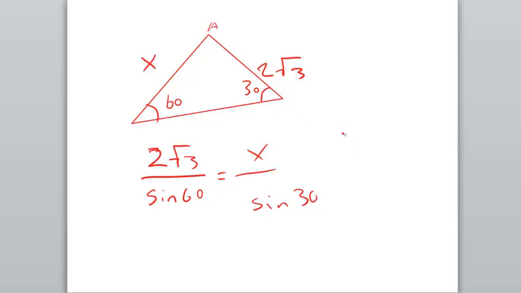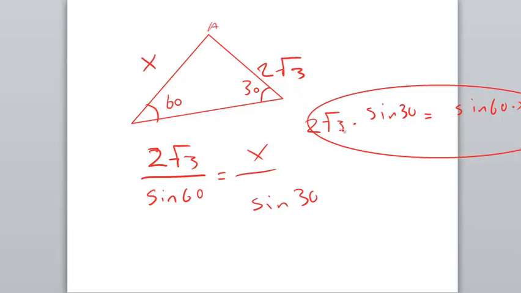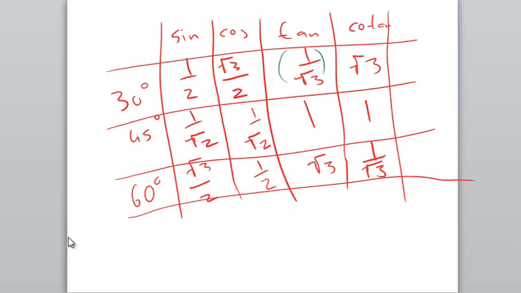So we cross multiply first of all, so that would make it 2 root 3 times sine 30 is equal to sine 60 times x. Okay, let's look at what is sine 30. 2 root 3 times sine 30. Sine 30 is 1 over 2, and sine 60 is root 3 over 2.